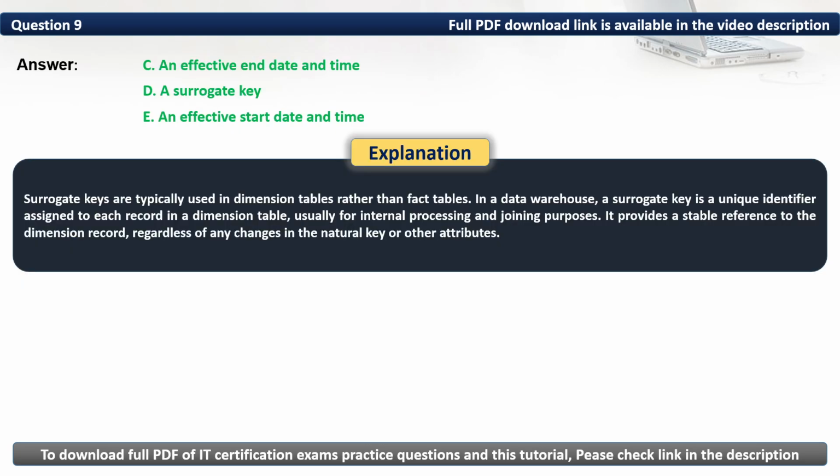Surrogate keys are typically used in dimension tables rather than fact tables. In a data warehouse, a surrogate key is a unique identifier assigned to each record in a dimension table, usually for internal processing and joining purposes. It provides a stable reference to the dimension record regardless of any changes in the natural key or other attributes.